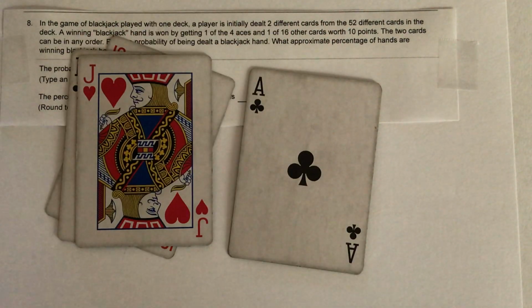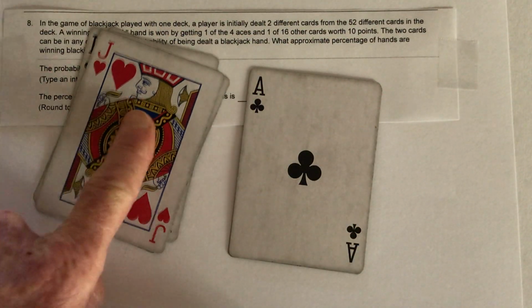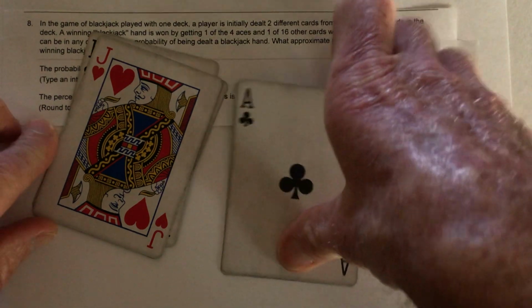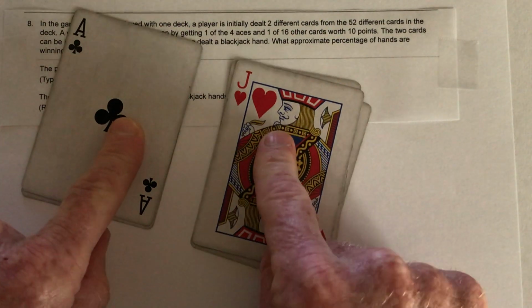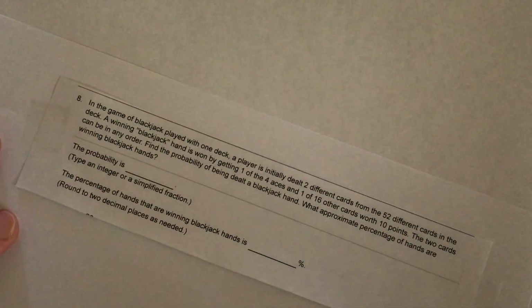Oh, and the other thing is, right here I have the jack first and the ace second. Well, if it goes this way, and you have the ace first and then the jack, you still have blackjack. So then, put the cards away and let's do some math.